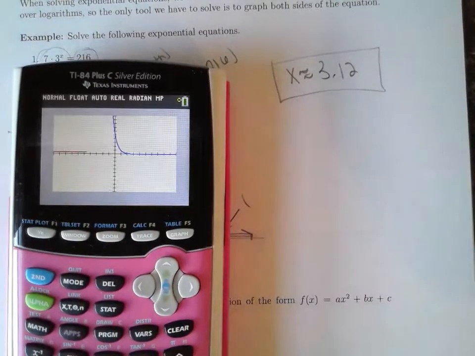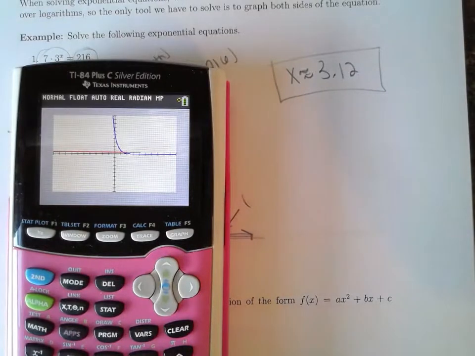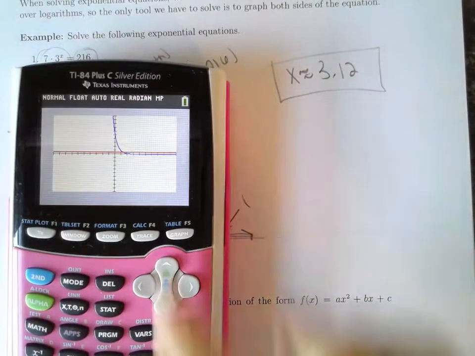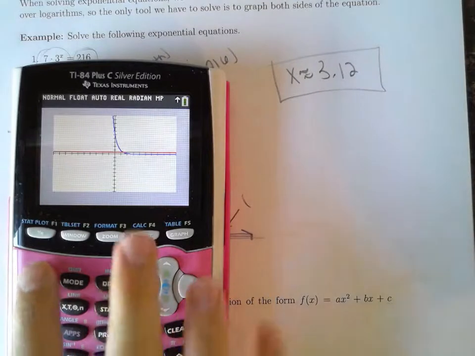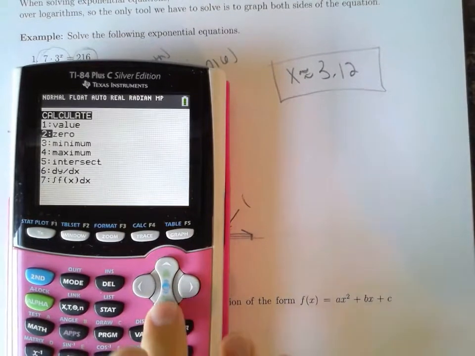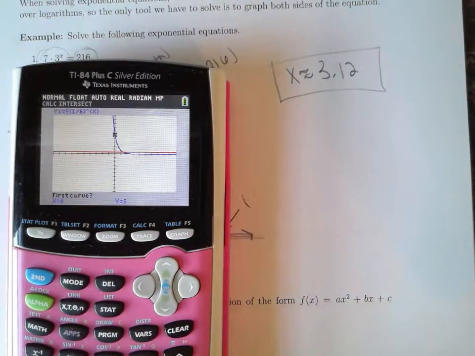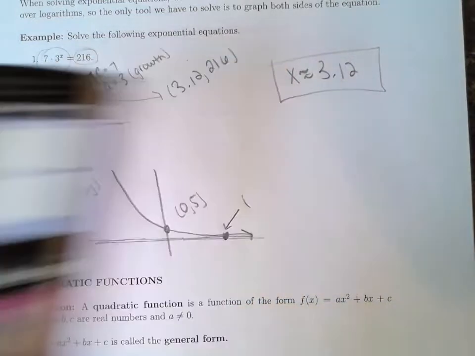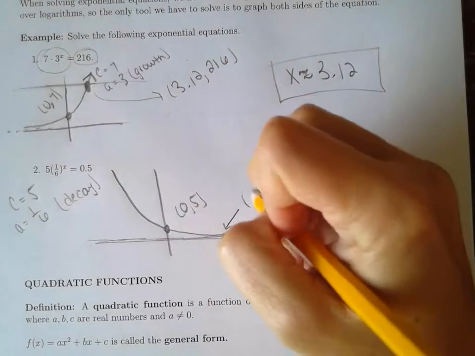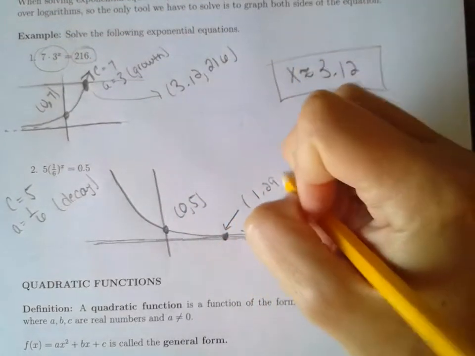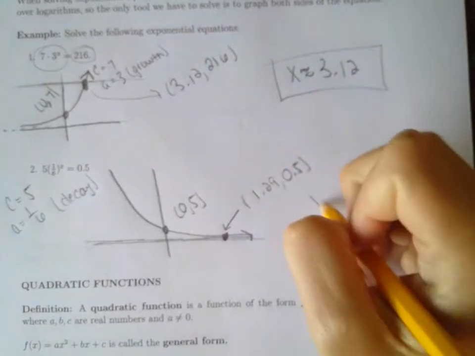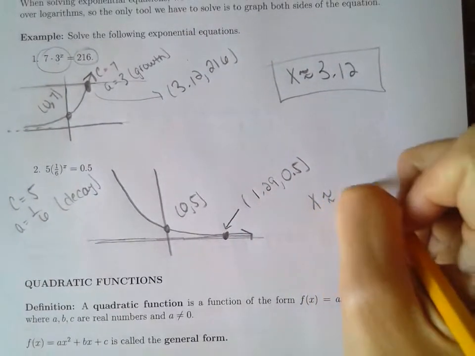And then 0.5 is going to be a horizontal line. You guys can see it hits about here, so we're trying to find that point. So second trace, go down to intersect. First curve, second curve, guess. X equals, it looks like about 1.29 and 0.5. So x is about 1.29.